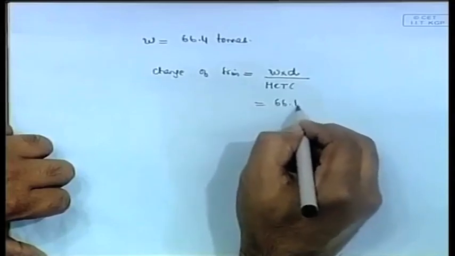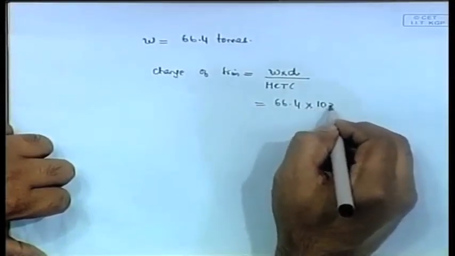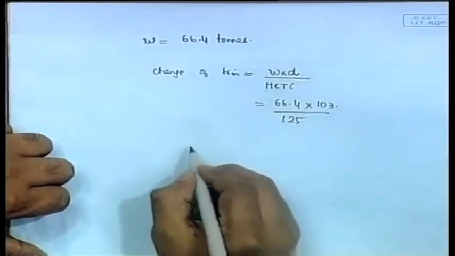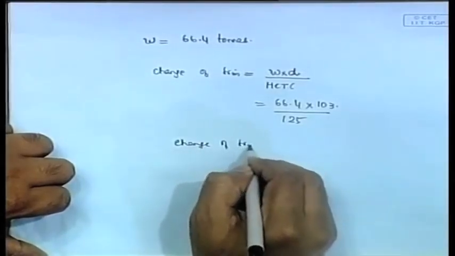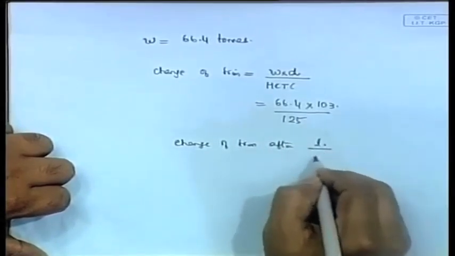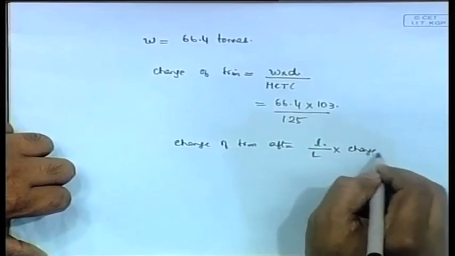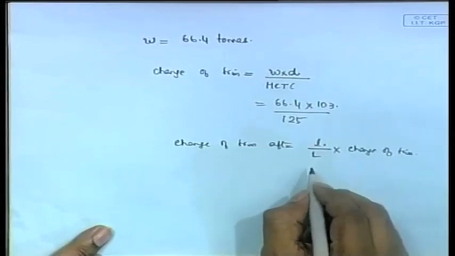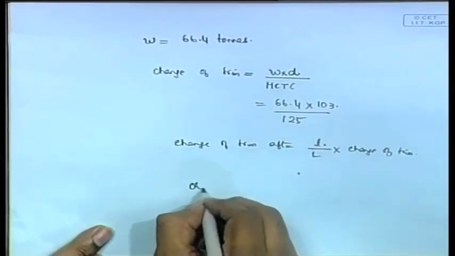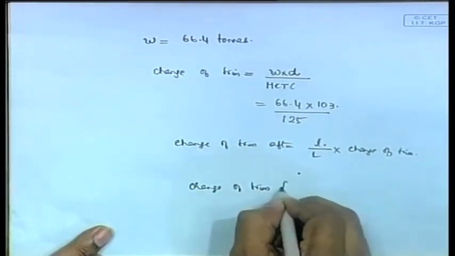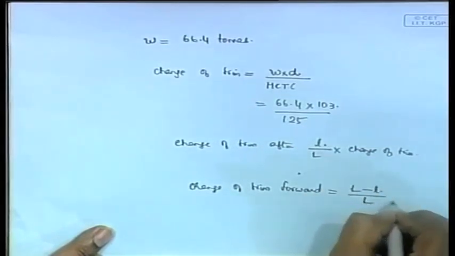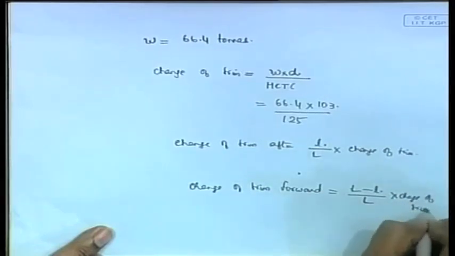So, W we have just calculated, 66.4 tons, into D, the distance from the center of flotation, divided by MCTC 125. So you get that, and then you need to find the change of trim in the aft side. This formula you also just have to remember: l by L into change of trim. Once you have your total change of trim, l by L into change of trim will give you the change of trim aft. Similarly, you find the change of trim forward: (L minus l) by L into change of trim.